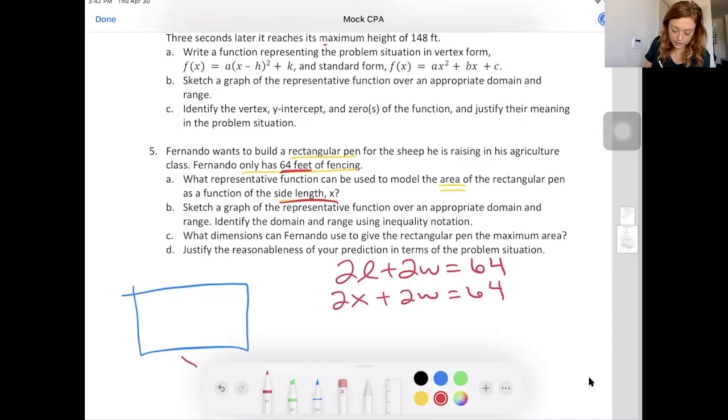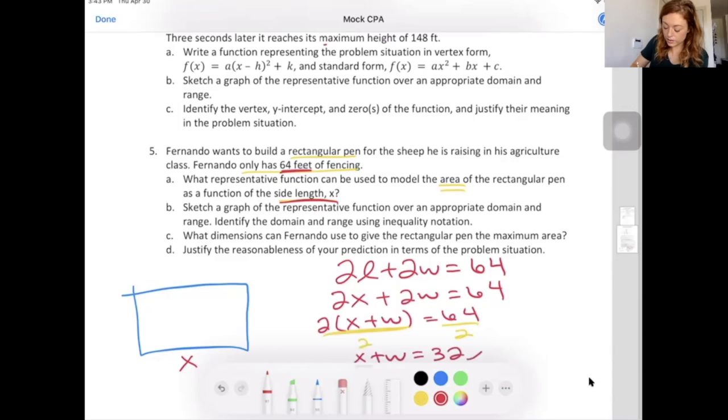So that means my length is x, and I need to find my width. This goes back to those literal equations we did at the very beginning of the year. You have to be able to solve for w. First, we use those skills we learned of a GCF. 2x plus 2w both have a 2, so I'm going to factor out a 2. So I get 2 times x plus w equals 64. Then I'm going to divide by that 2, and I get x plus w equals 32.